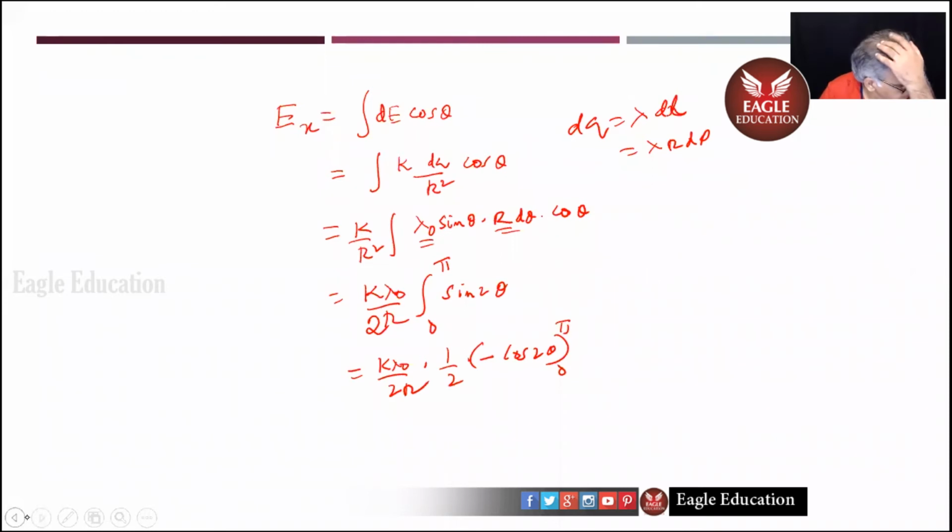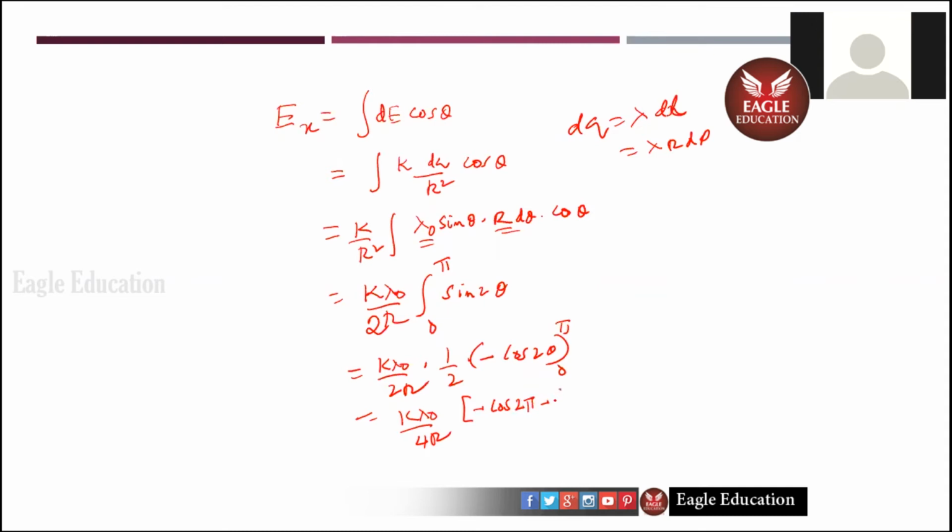Tell me, children. Is the calculation right everywhere? So what should I write? K lambda by 4r into cos 2 pi, 1, sir. Minus... so what is happening? It is 0 only, sir.